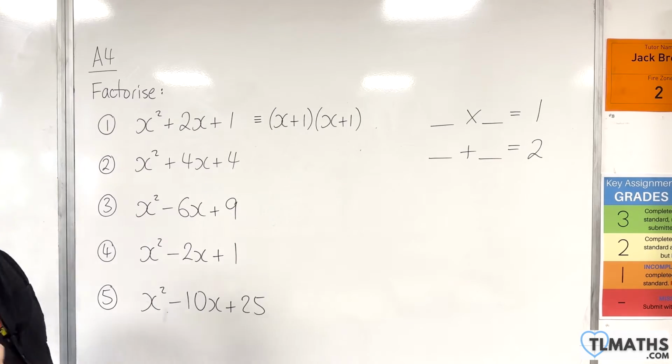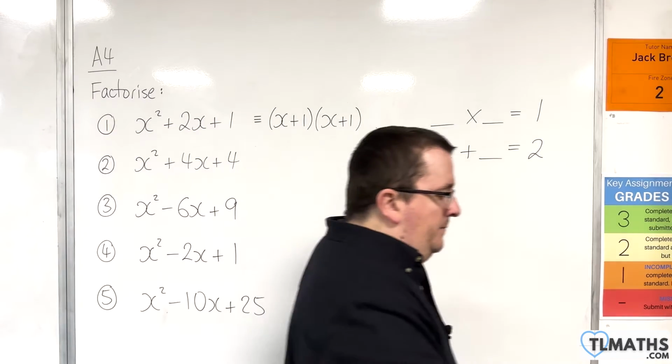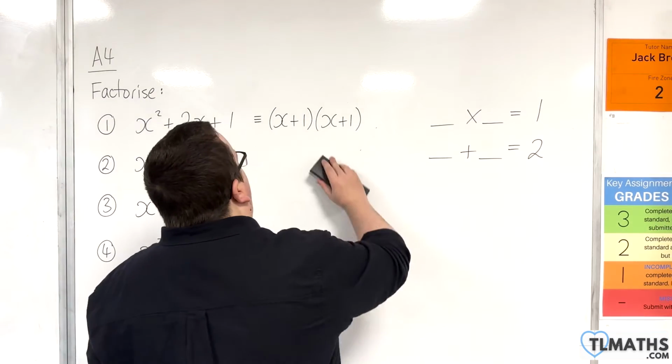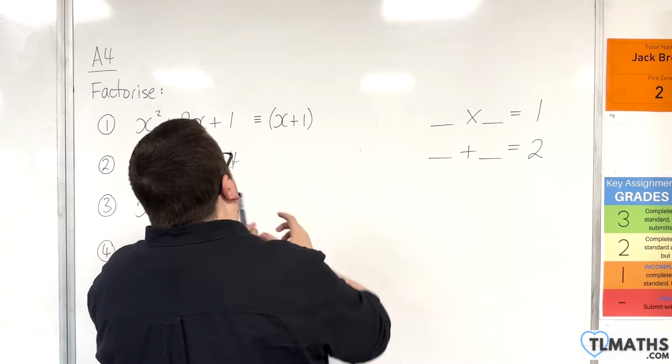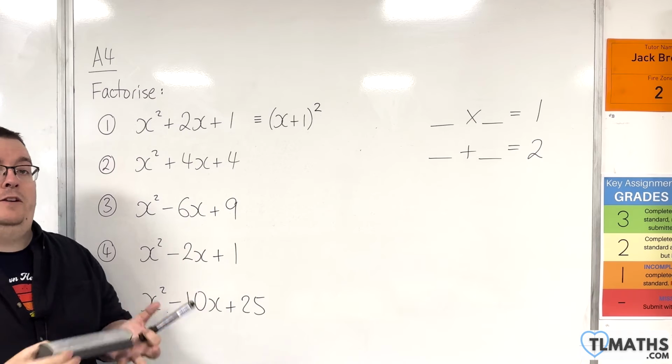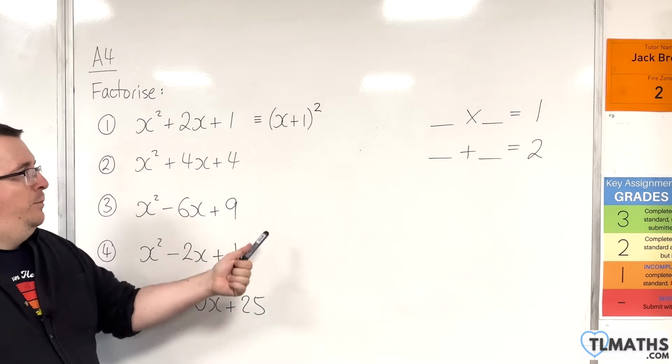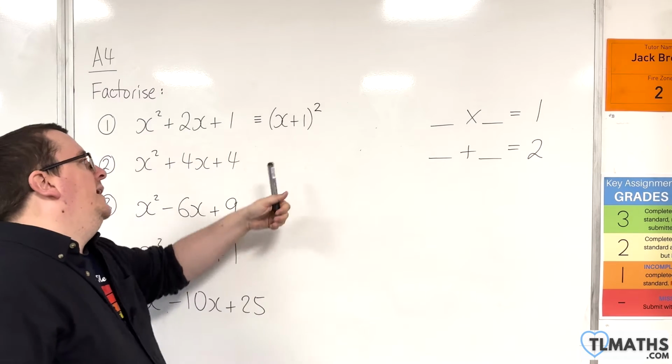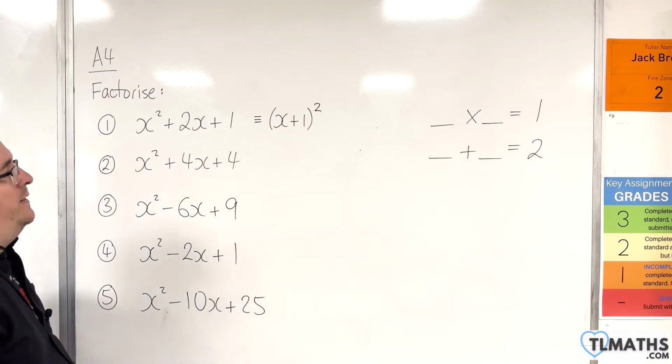Now, the thing about that is that we can write that as x plus 1 squared in its factorised form. x plus 1 times x plus 1 is fine, but we can shortcut it and write it like that instead.